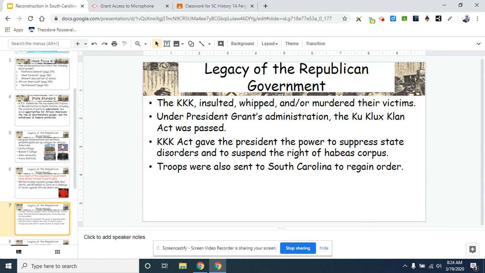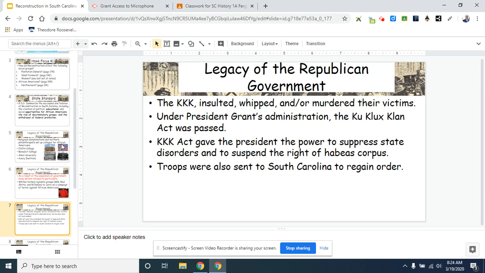Okay. Legacy of the Republican government continued. The KKK insulted, whipped, and or murdered their victims. And under President Grant, that's Ulysses S. Grant, that's the same man that was the commanding general of the Union Army during the Civil War. Under his administration, the Ku Klux Klan Act was passed. Okay, so an act was passed, and he approved it. The KKK Act gave the president the power to suppress state disorders and to suspend the right of habeas corpus.